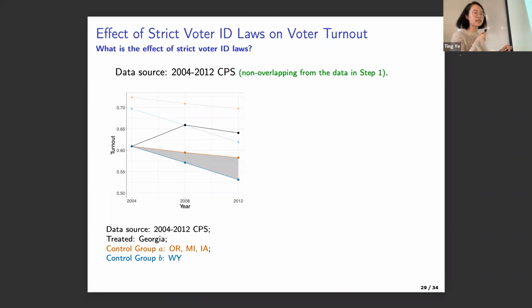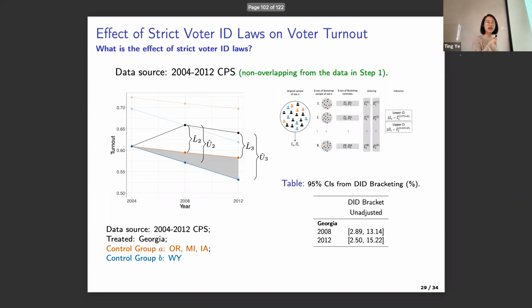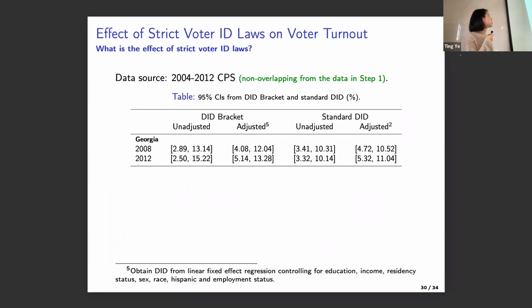So basically, using our identification approach, we know that this gray area is the partially identified region for the treated group in the absence of the treatment. You can see that compared to this gray region, the observed outcome path has a big increase, which visually demonstrates that the turnout actually increased. So we can do the estimation with bootstrap, and essentially the result is like this.